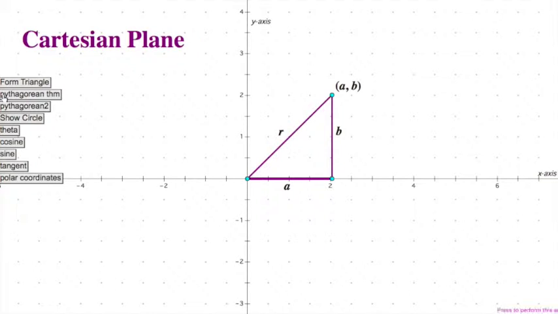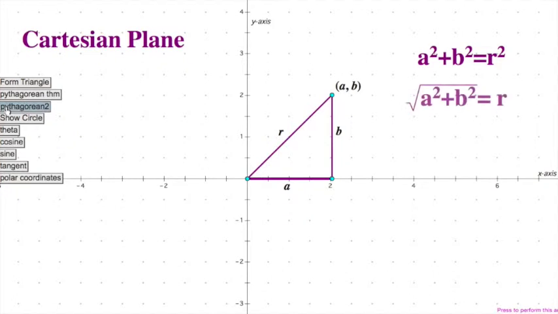I'm sure that you have heard of a very important theorem called the Pythagorean theorem. It states that when working with right triangles, a squared plus b squared equals c squared. For the purpose of this lesson, we will label our hypotenuse r. Thus, a squared plus b squared equals r squared. When we solve the equation for r, we see that r equals plus or minus the square root of a squared plus b squared. Note that we use the positive value because we are working with distance and magnitude.